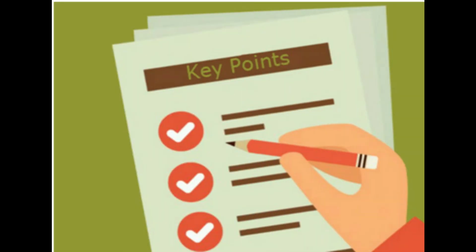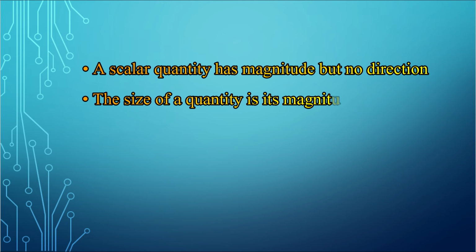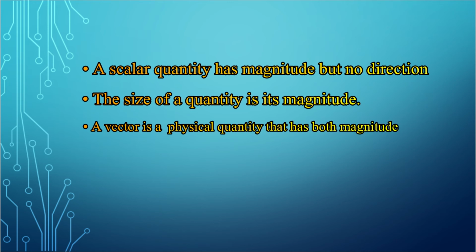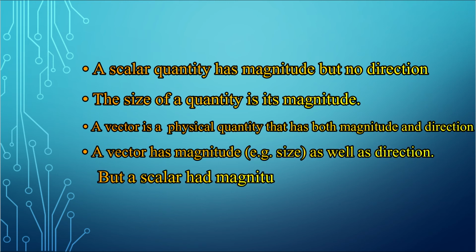Students, अब हम इस एपिसोड के कुछ की पॉइंट्स पर गौर करते हैं. Number 1, a scalar has magnitude but not direction. Number 2, the size of a quantity is its magnitude. Number 3, a vector is a physical quantity that has both magnitude and direction. Number 4, a vector has magnitude as well as direction, but a scalar has only magnitude.